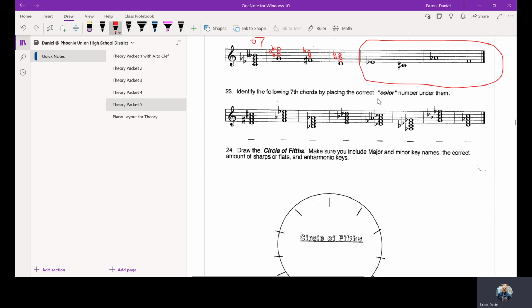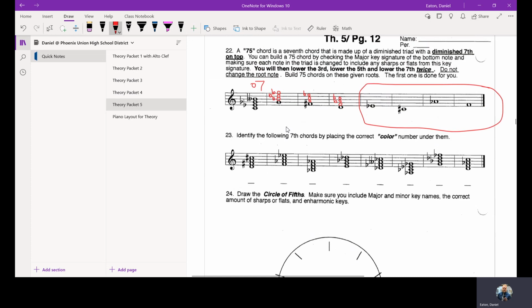Okay, identify the following seventh chords by placing the correct color number under them. So again, we're just going to go through our chart here and figure out what is what. I have very conveniently written down what each one of these chords are: 7-1, 7-2, 7-3, 7-4, and 7-5.